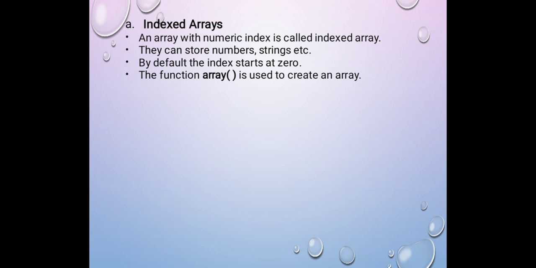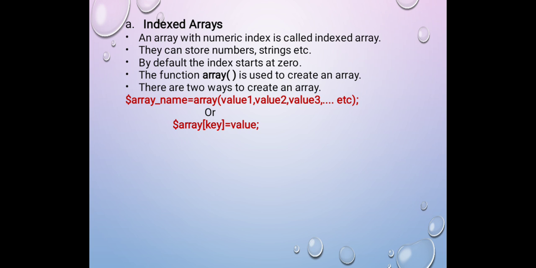In PHP, we use a function to create an array, and the function is array(). In PHP, every variable name is created with the starting symbol $. An indexed array can be created in two ways. The first syntax is $arrayname = array(value1, value2, value3, ... up to n values); closed with a parenthesis and terminated with a semicolon.